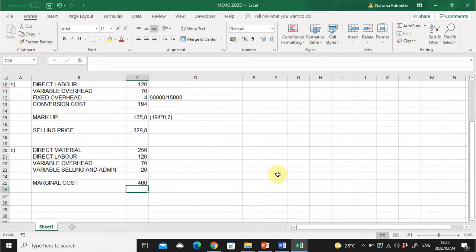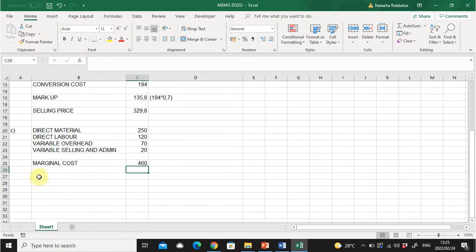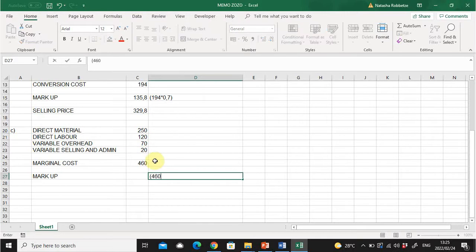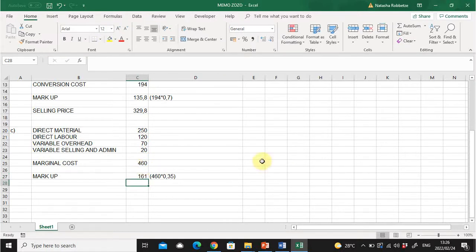It gives us 460 Rand. We need to calculate our markup. It should be 35%. So it's going to be the 460 times the percentage given. And the markup is 161 Rand.